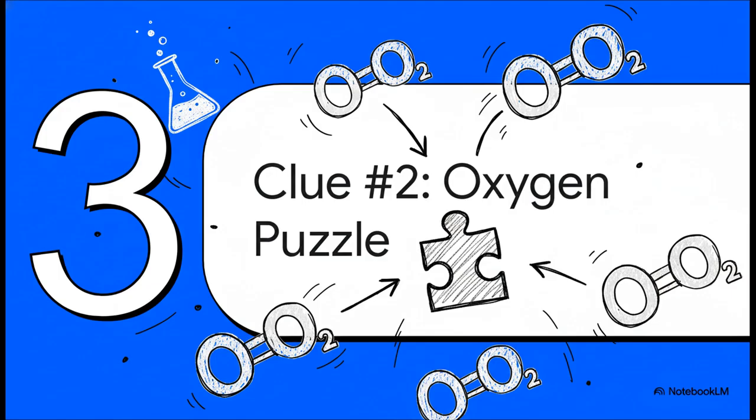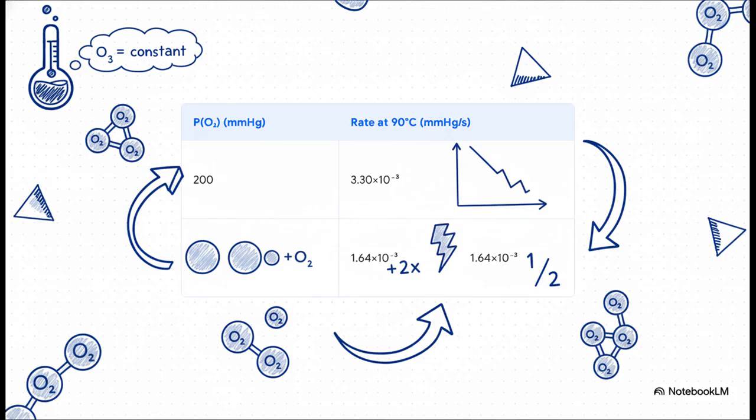Okay, so we've interrogated our main reactant, but any good detective knows you've got to check out everyone involved. So what's the deal with the product? Oxygen. I mean, you wouldn't expect it to do much, would you? It's what's being made. Well, let's see. All right, next set of data. This time, we're doubling the amount of oxygen in the mix, from 200 to 400.